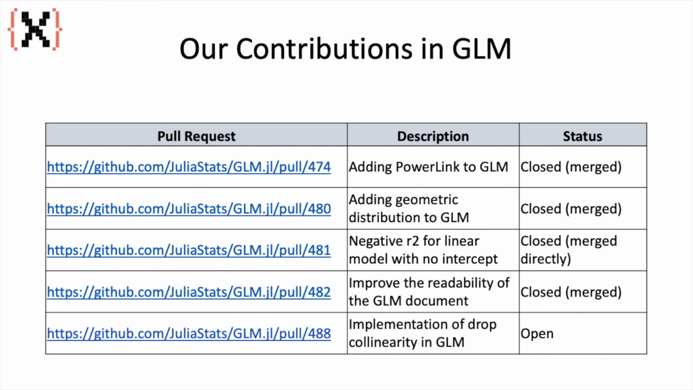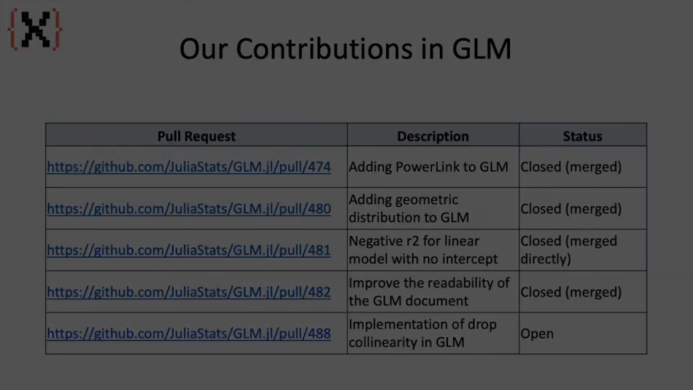Right now, multicollinearity is handled only in the LM function using the keyword argument dropcollinear. Still, the GLM function throws an error if there is multicollinearity in the dataset. We have raised a pull request to incorporate the dropcollinear feature in the GLM function like the LM function.